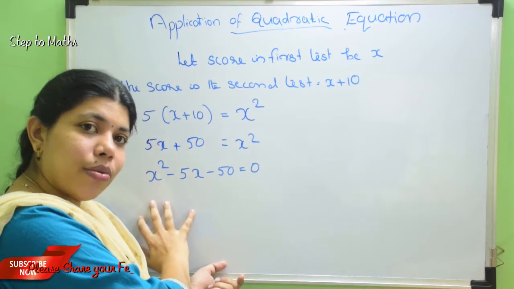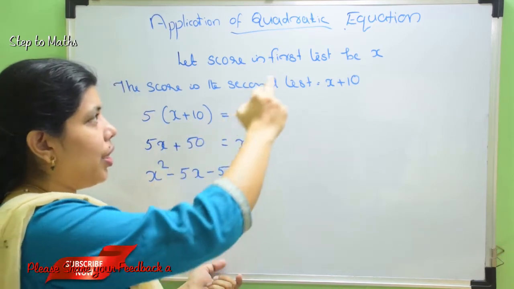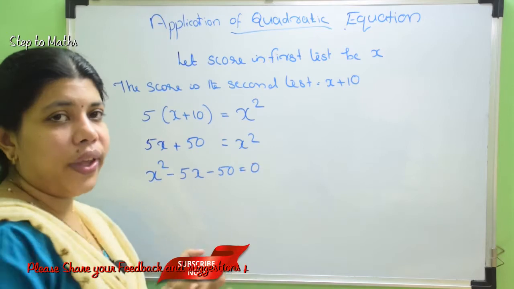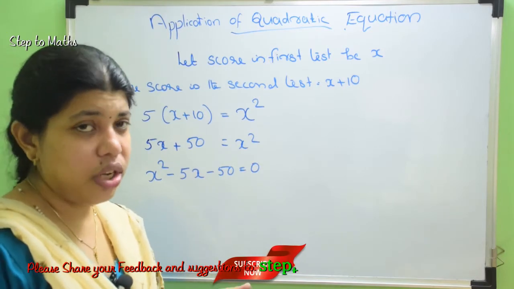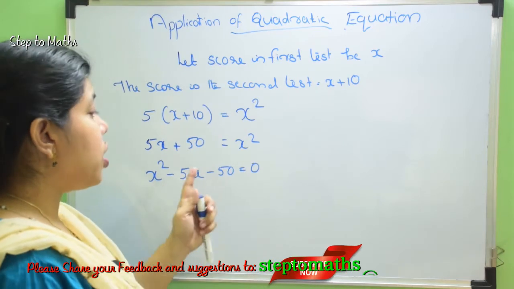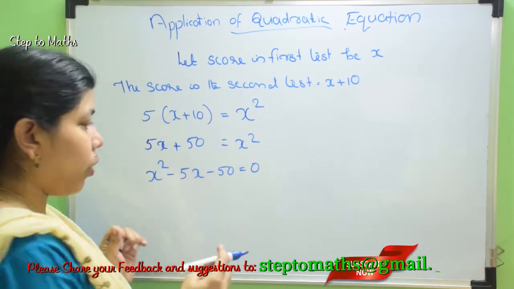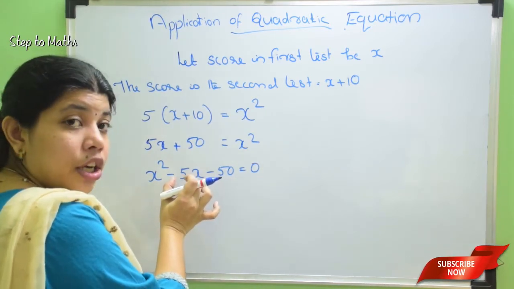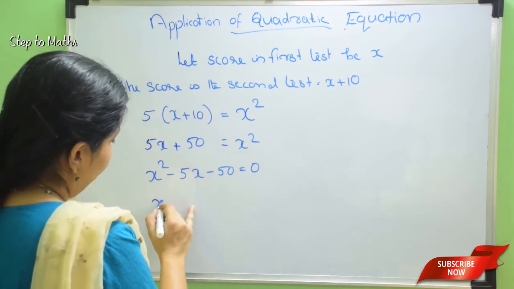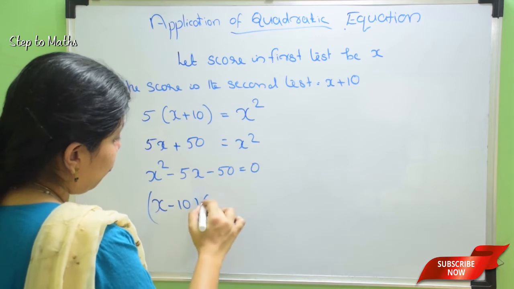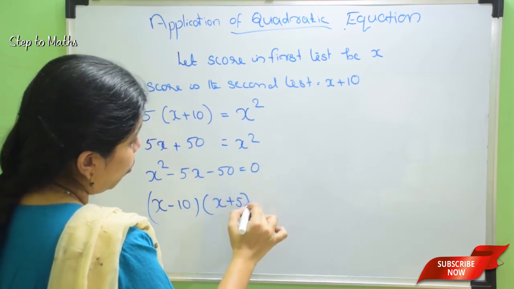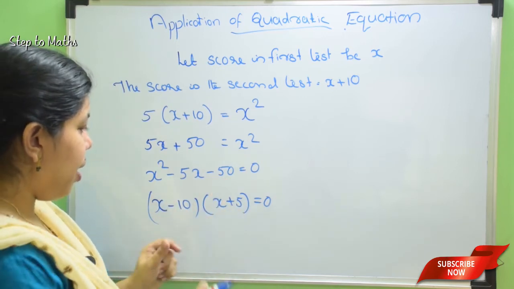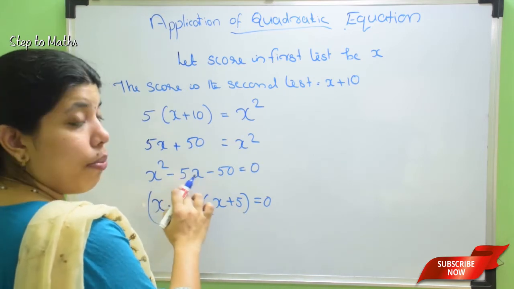When we solve this quadratic equation, we get the value of X. That is the answer. How can we solve it? We can either use the formula or use the factorization method. X square minus 5X minus 50 is equal to 0. We need two numbers whose product is minus 50 and whose sum is minus 5. So X minus 10 into X plus 5 equal to 0. Its product is minus 50, and minus 10 plus 5, its sum is minus 5.